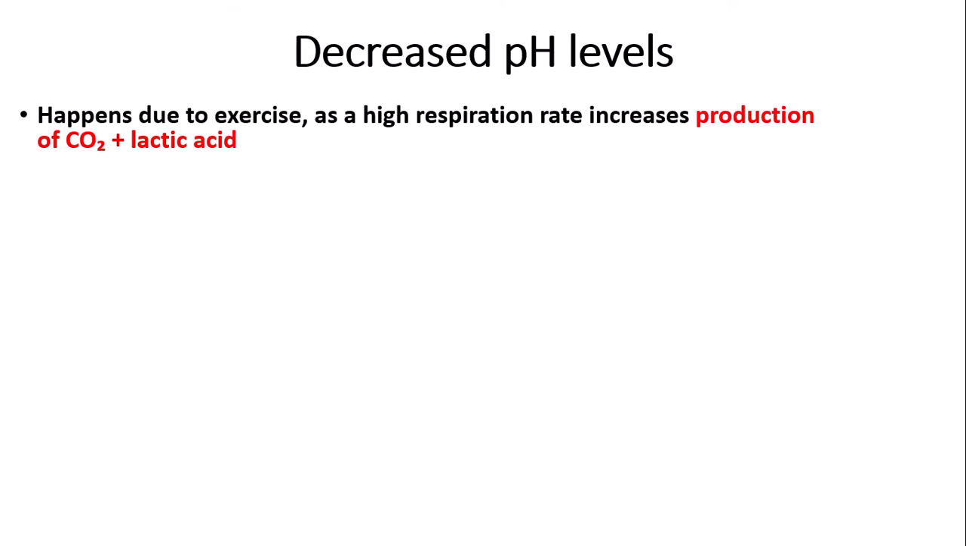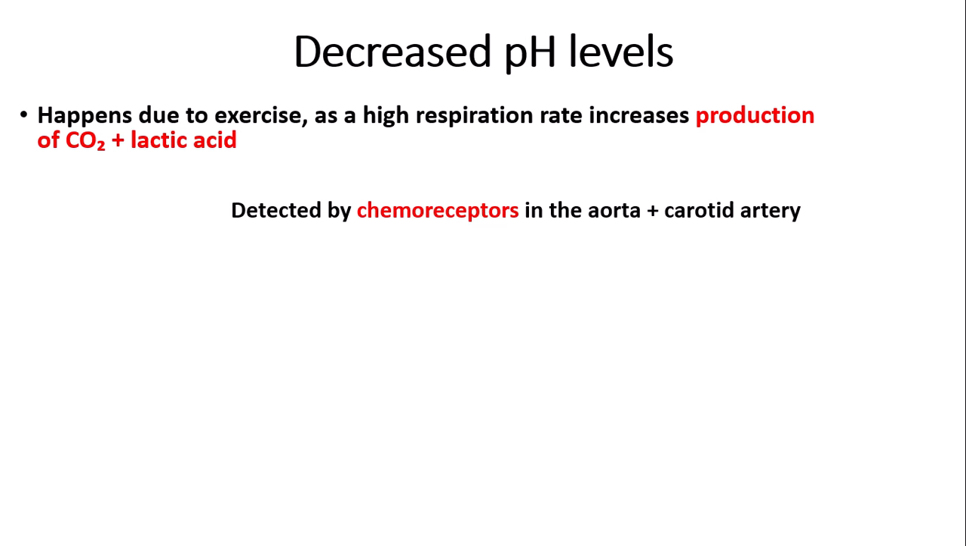Now, if you watched my video about mass transport in animals, especially the hemoglobin section, you would know that when carbon dioxide is dissolved in blood, carbonic acid is produced, which is obviously acidic, so pH decreases. So the first step in decreased pH levels is that it is detected by chemoreceptors in the aorta and carotid artery. Don't get confused between pressure receptors and chemoreceptors. Chemoreceptors are used for chemical changes, so pH levels, for example. They are in the same area as the pressure receptors, so the aorta and the carotid artery.